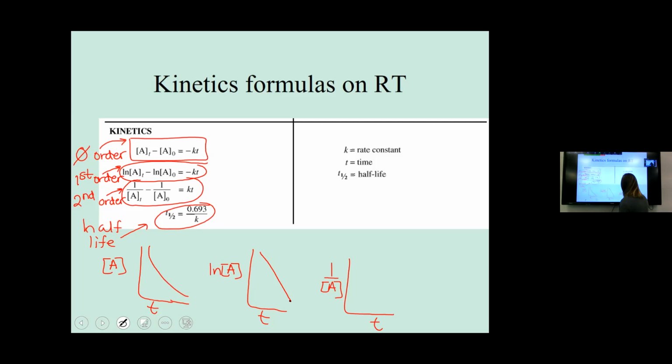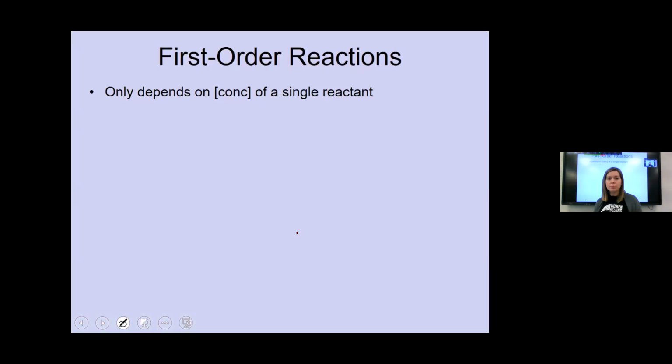And then also we would do our due diligence. We would do all of our graphs, and let's say that one was that. So again, not very straight. So our straightest line would tell us the order of our reaction. And also, the slope of your line will tell you the value of K. So this slope is negative, K must be positive. So we would just negate the slope, and then that would give us our value for K. So that is one way that we are going to use these equations.